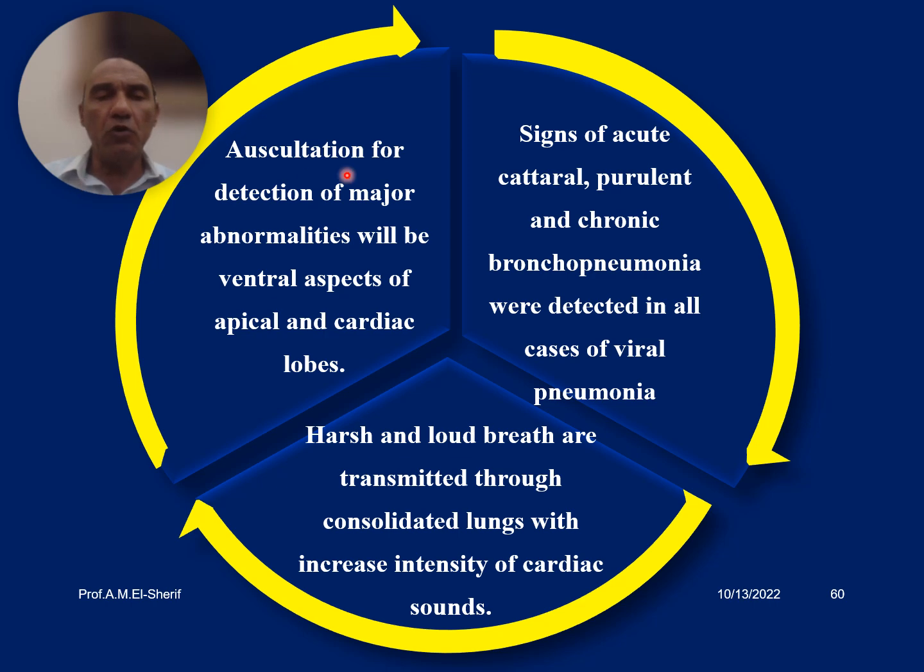Auscultation for detection of major abnormalities will be at the ventral aspect of the apical and cardiac lung lobes. Signs of acute catarrhal purulent and/or chronic bronchopneumonia were detected in all cases of viral pneumonia. Harsh and loud breath sounds are transmitted through consolidated lungs, with increased intensity of cardiac sounds.